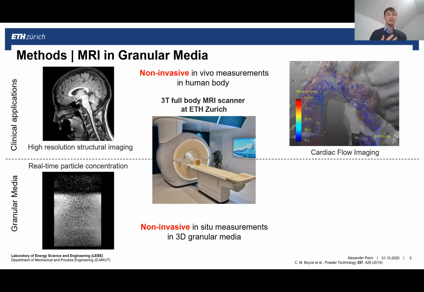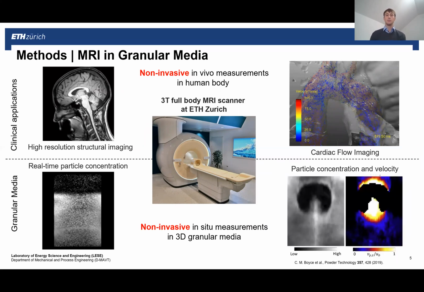It has been shown that this can also be done for granular media, for example, by performing real-time particle concentration imaging, as you see in the image series on the left. And it is also possible to encode particle velocity by means of MRI on granular media. So both of the quantities we really want to investigate in our problem here. All of the methods we use for MRI are non-invasive and can be used in full 3D systems.